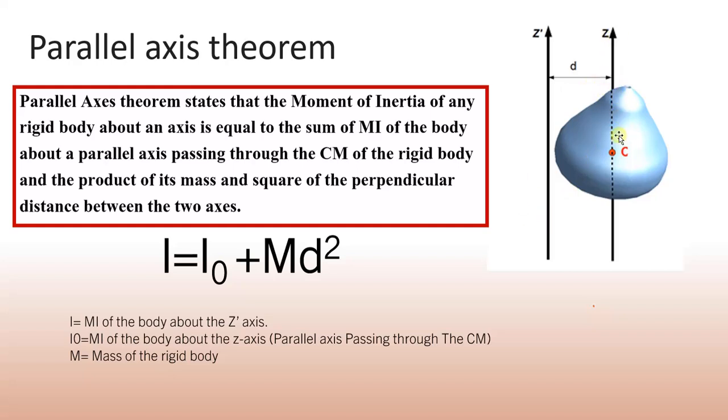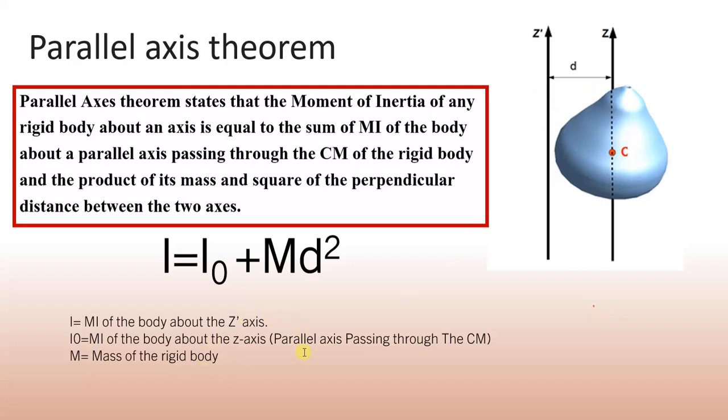Now if I0 is the moment of inertia of the rigid body about an axis passing through the center of mass, and z dash is some axis parallel to this axis, and the moment of inertia about this axis is I, then I and I0 are related by the equation I equal to I0 plus m d squared. M is the total mass of the rigid body and d is the perpendicular distance between these two axes.